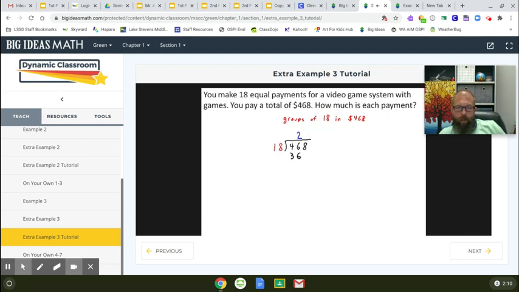Next, bring down the 8, giving you 108. Divide 108 by 18. There are 6 groups of 18 in 108. Then multiply 6 by 18 and write the result below 108. Subtract 108 from 108. There's no remainder, so the quotient of 468 and 18 is 26. So each payment is $26.